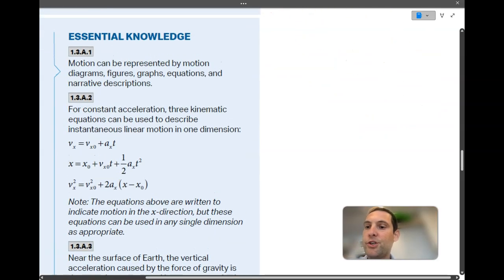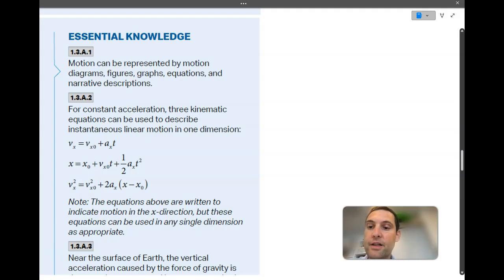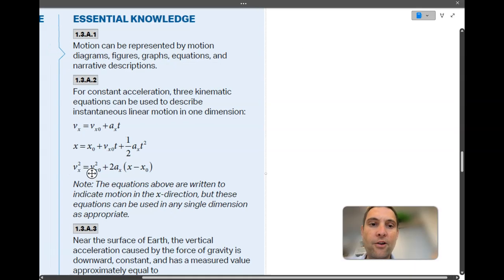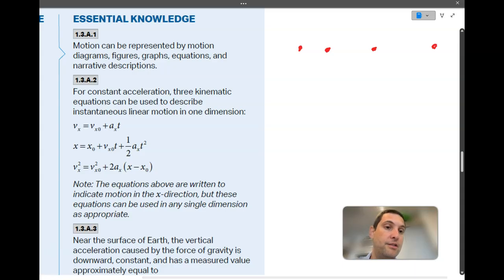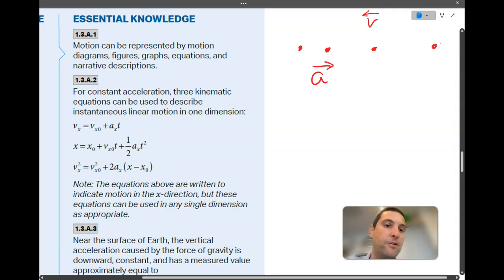Motion can be represented by motion diagrams, figures, graphs, equations, and narrative descriptions. For constant motion, diagrams, don't forget about those. So we have dots. In this case, the spacing is increasing as I go from left to right. But if I say my velocity is to the left, am I speeding up or slowing down? Or what direction is my acceleration? My acceleration will be to the right because we're slowing down. So acceleration must be in the opposite direction. Those are our motion diagrams.